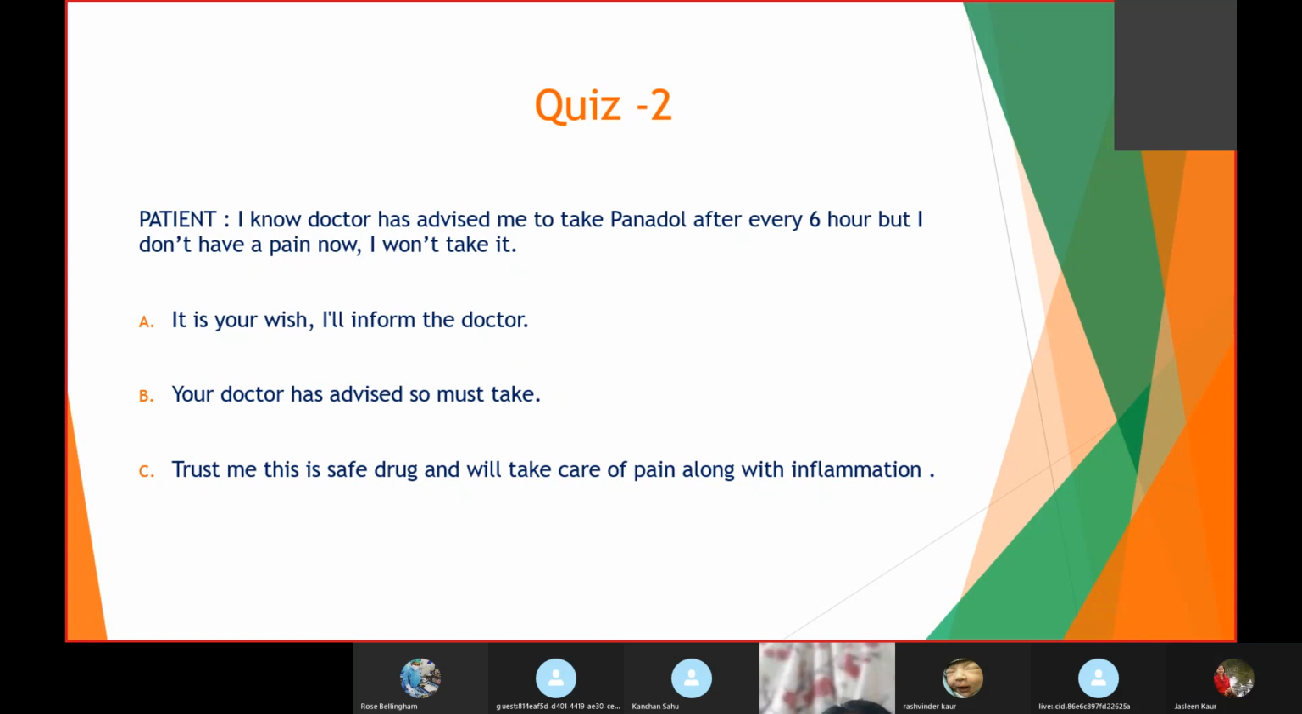Now, third, trust me, this is a safe drug and will take care of pain along with inflammation. Now, this is the right way. Then you can say that this is one of the best drugs to control not only the pain, it also prevents inflammation. So I would suggest you take this medication in order to avoid any further complications. Of course, remember your appropriate response should have a logic.